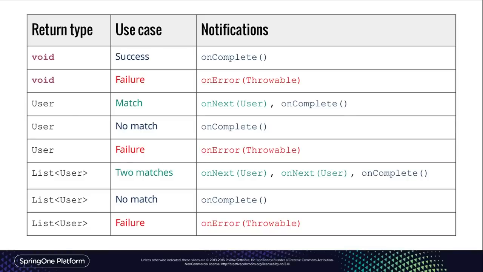So for the void success, we just get a complete notification. There's never a value that will come there. Or we get a failure. For a single return value of user, we're going to get that value or complete, or maybe we're going to get an exception before it completes. And then if we have multiple matches, we're going to get one notification for each matching user as it becomes available. And then when it's done, we're going to get a complete notification. So this is an ideal representation of all the possible outcomes from an asynchronous call and dealing with those return values.